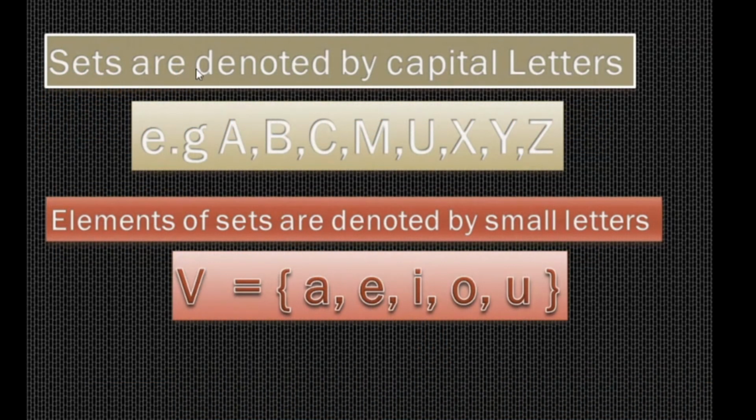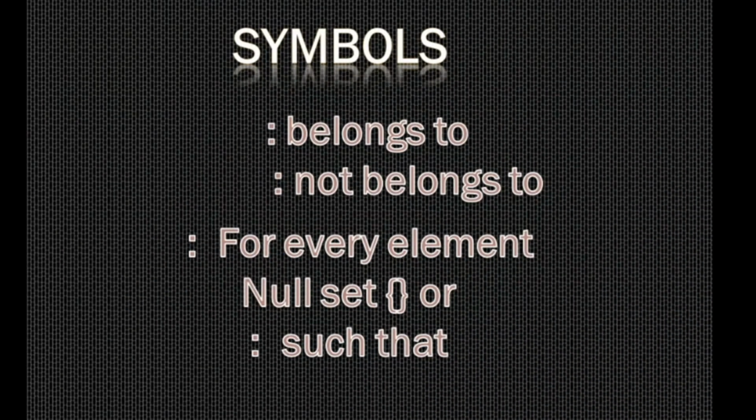Then next, the denotion by the capital letters. The set name should be in capital, and elements of the set should be in small letters: a, e, i, o, u, as I told you, with the separator comma. I've already mentioned it, so we'll move on with the next one. Yes, this part is very important. Throughout the chapter we are going to use it.